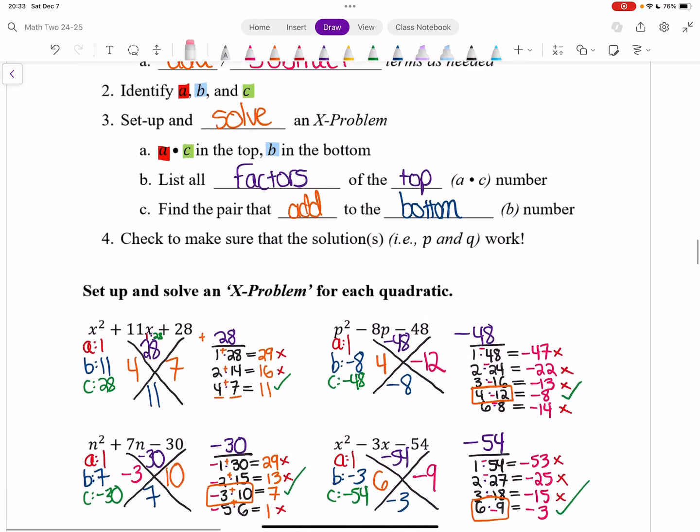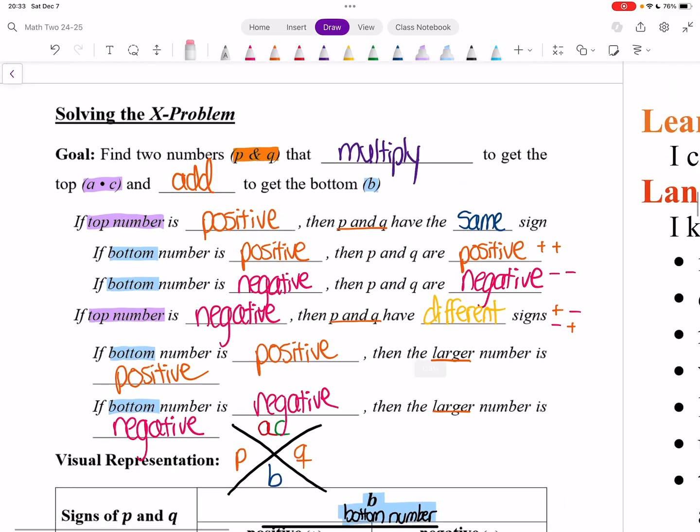So hopefully this lesson video showed you a little bit about how to solve the x problem.